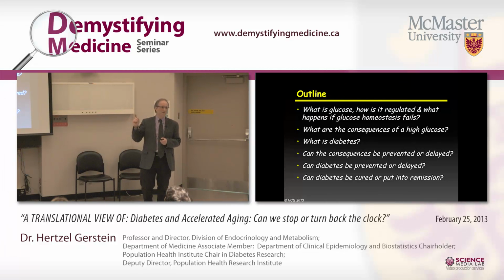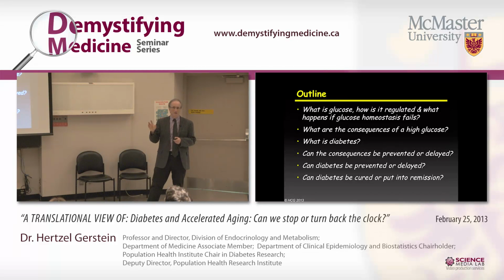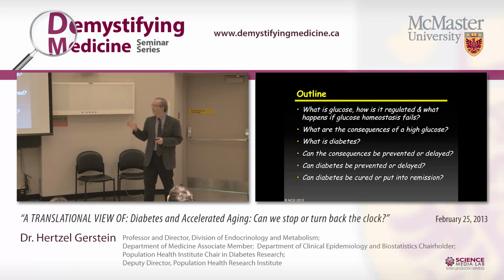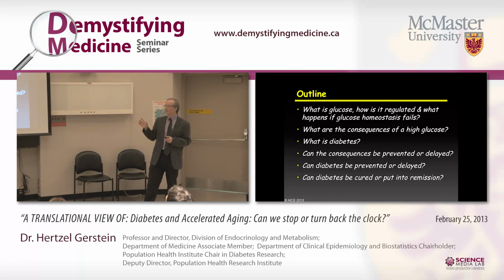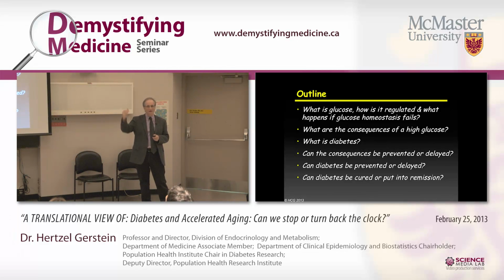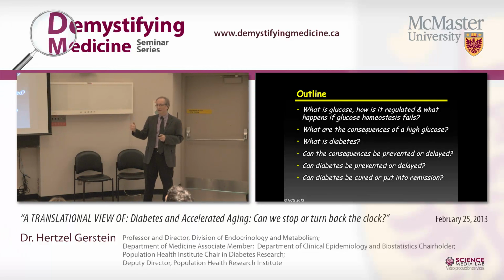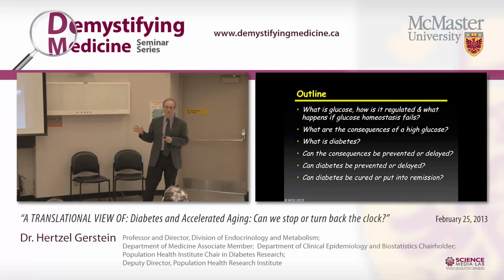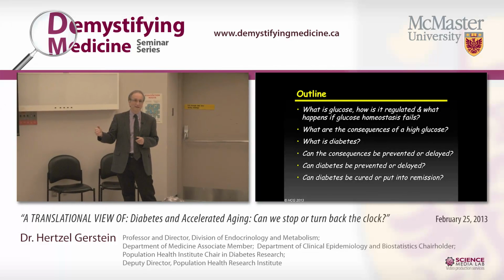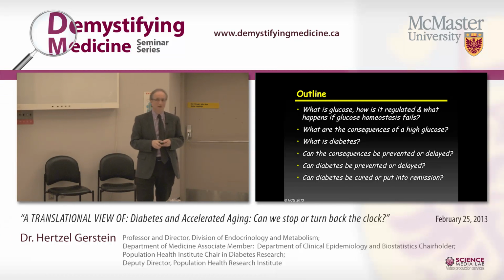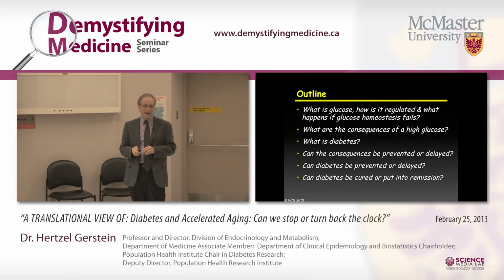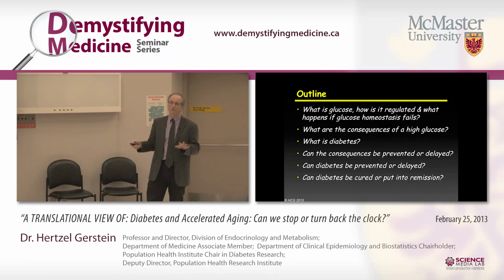This is the outline of what I'm going to discuss in the next 20 minutes. First, what is glucose? How is it regulated? And what happens if glucose homeostasis fails? Second, what are the consequences of a high glucose level? Third, what is diabetes, and how does the word diabetes fit into this whole list of terms? Can we prevent or delay the consequences of diabetes? Can we prevent diabetes itself? And can we cure diabetes, or at least put it into remission? This is what we're going to discuss for the next 20 minutes.